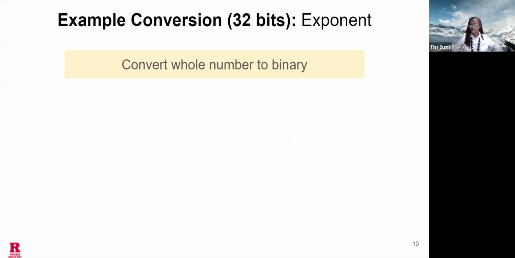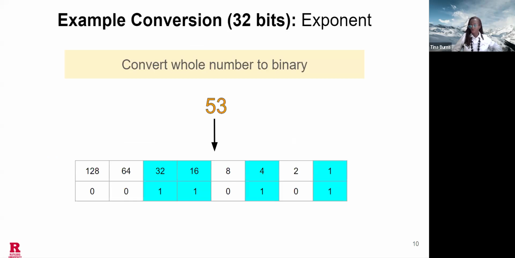The first thing you need to do is convert the whole number to binary. Now, our number, without any sign, without any fractional points, is 53. So when we convert it to binary, if we look at it in terms of bits, starting from the bit where 2 to the power of 0, 0, 1, 2, 3, 4, 5, 6, 7, right?